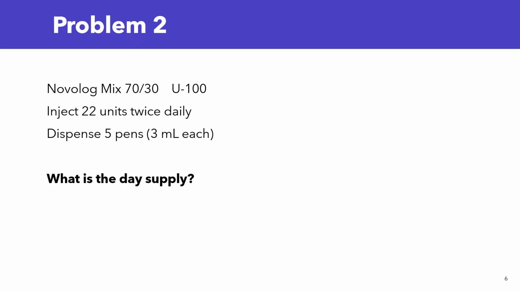Let's look at another example. In this case, we're going to do a different type of insulin. This is a premixed insulin. Novolog Mix 70/30, U100, inject 22 units twice daily. Dispense 5 pens, 3 ml each. What is the day supply?